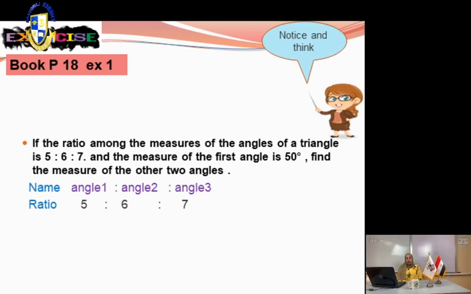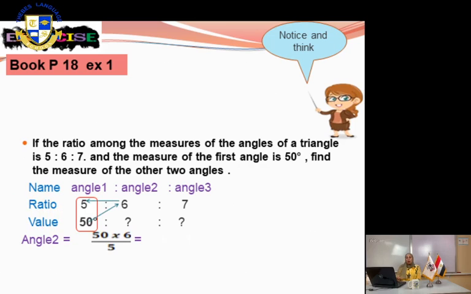Third line, real number or value, whatever you want. Okay, I'll put the 50 degrees under the first angle. Why? Because the 50 degrees is the value of the first angle, so it must be under it. Now I have a complete column, 5 and 50 degrees under the first angle. Now start to solve the other two angles. Angle 2 will be 50 by 6 over 5 equals 60 degrees. Angle 3 will be 50 by 7 over 5 equals 70 degrees.